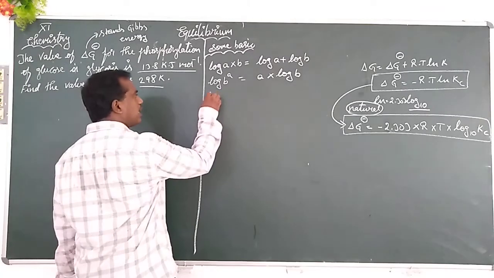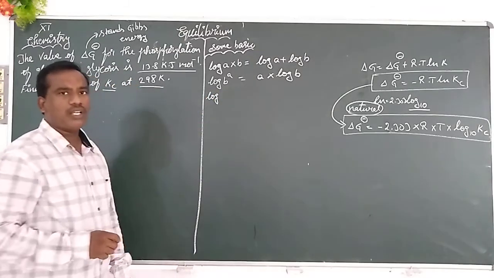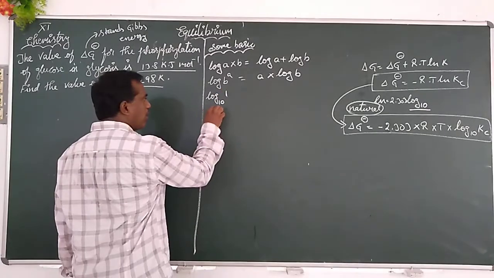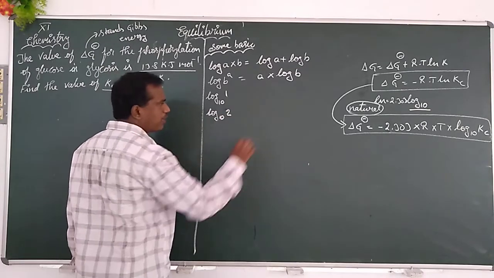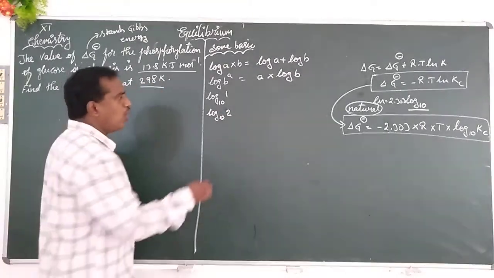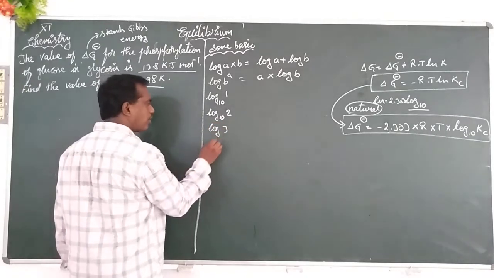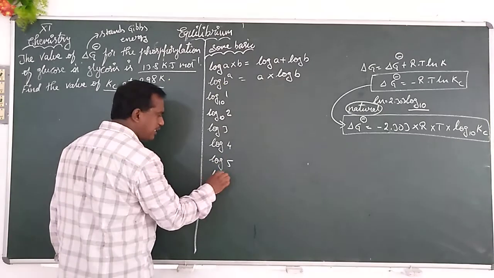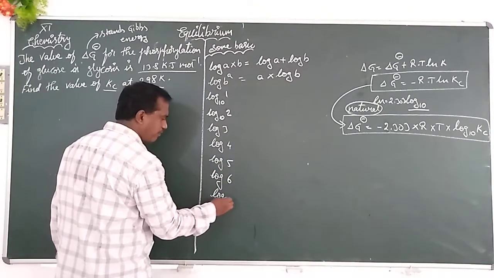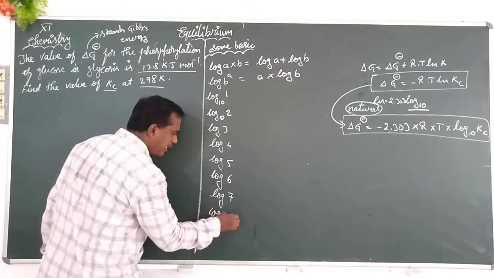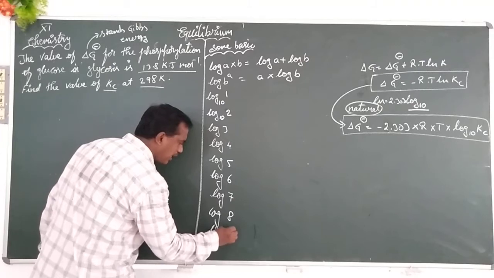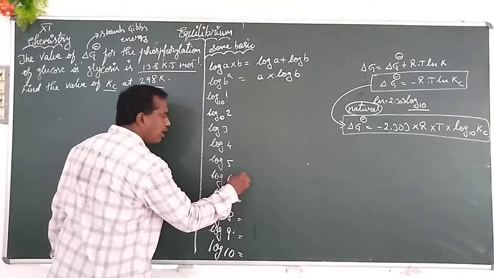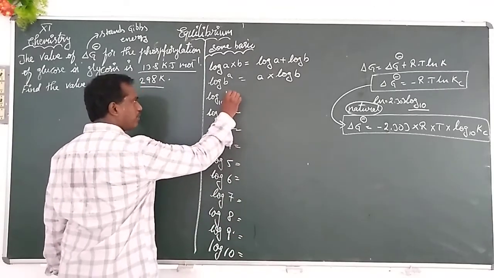Now, before we go there, let us see the log values for some numbers up to log 10. We have log base 10 of 1, log base 10 of 2. Every time we need not write log base 10 of 2. You can simply write log 3, log 4, or log 5 directly. This indicates that these are all log base 10 values. Okay, children? Log 8, log 9 and log 10.